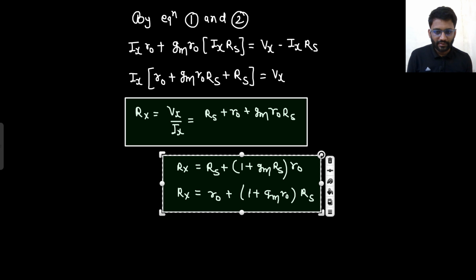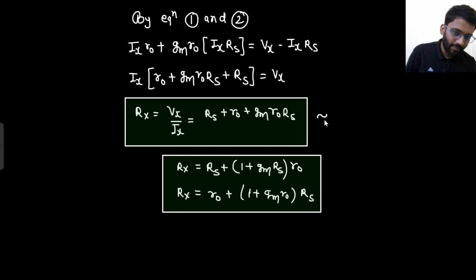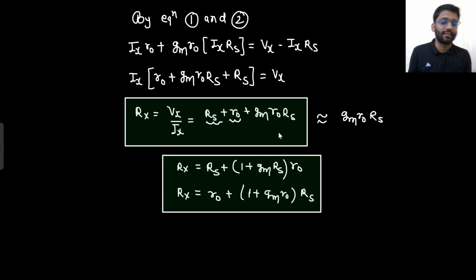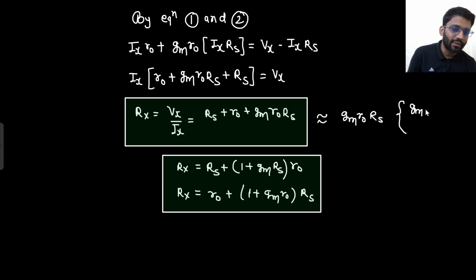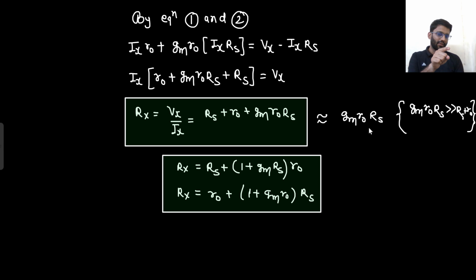Now, some people, what do they do? Approximately, it can be written as Gm R0 Rs. Look, this is simple Rs, this is simple R0, this is Gm R0 Rs. So Gm R0 Rs is very much larger than Rs and R0. So approximately, sometimes you will find only this much written, Gm R0 Rs. Are you getting this point? But you will have to remember this formula as well.